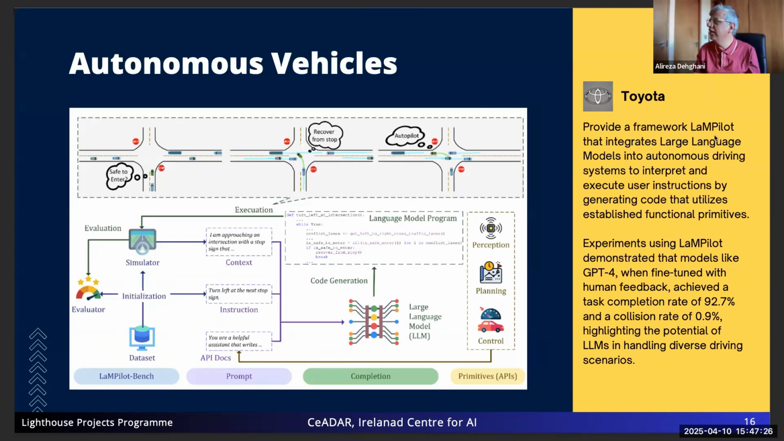So the next one is LLM Pilot. That's very interesting. It's an advanced framework developed by Toyota, right? Which helps self-driving cars to understand human instructions, like turn left at the next stop sign. And automatically it can convert that conversation with the human into commands, into actions.